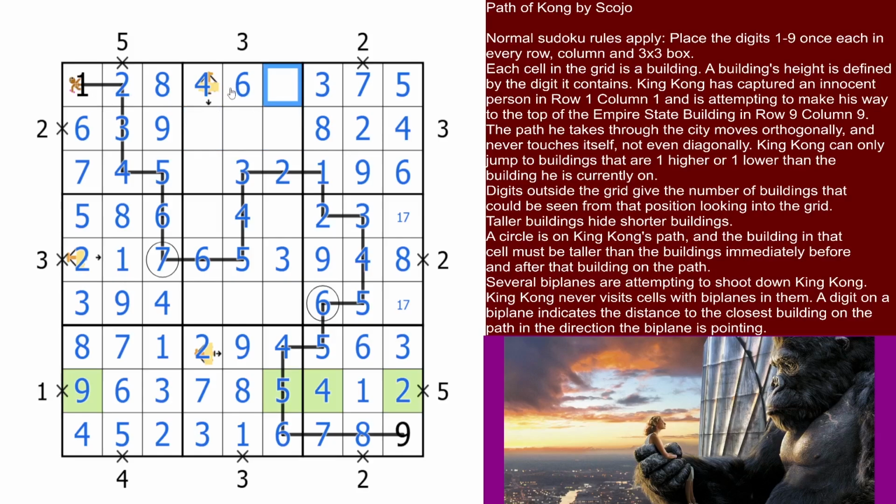1, 2, 3, 4, 5, 6, 7. That's 9. That's 1, 2, 3, 4, 5, 6, 7, 8. That's 1, 7, 9. 9 is one of these, right? Oh, 9. Where is 9? I think 9 is done. Yeah, that's 9. That means that's 1, 7.